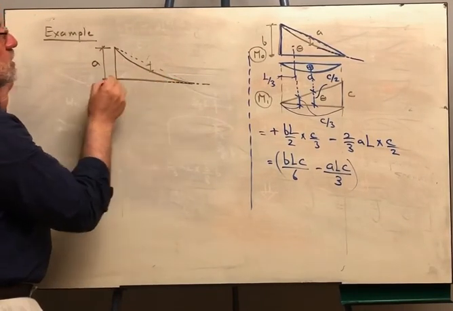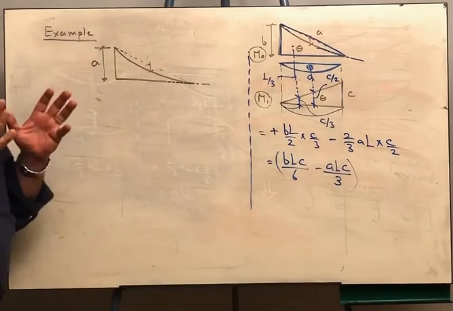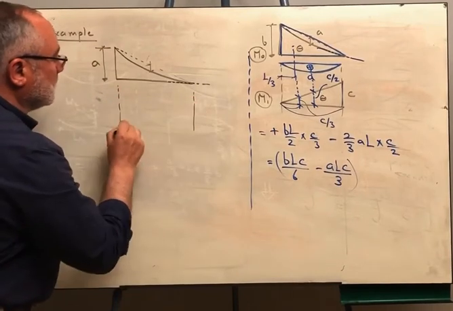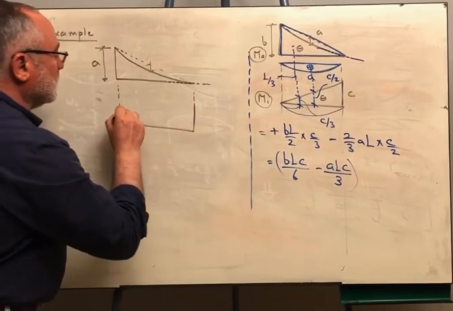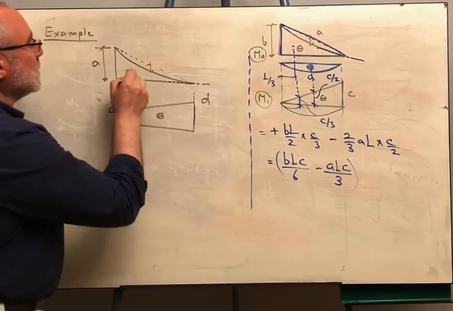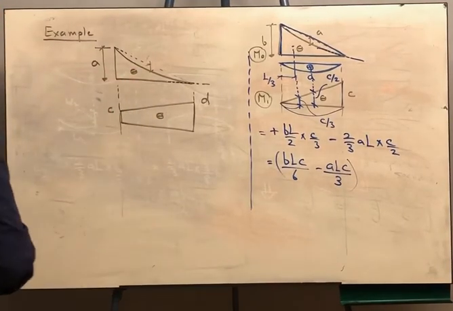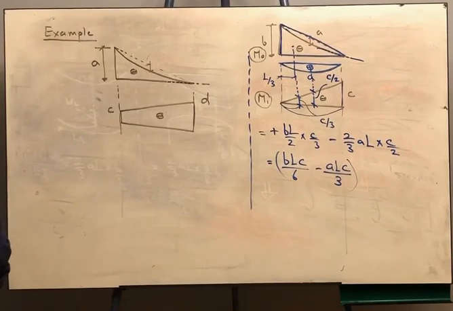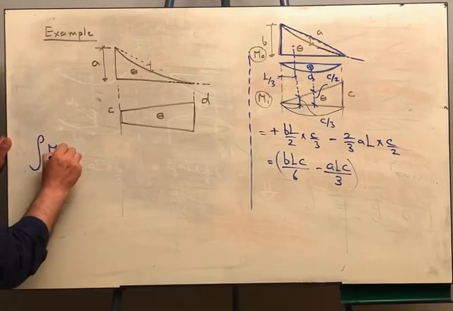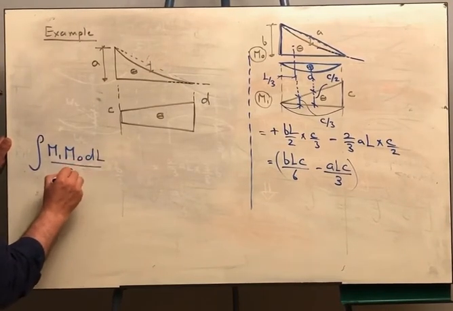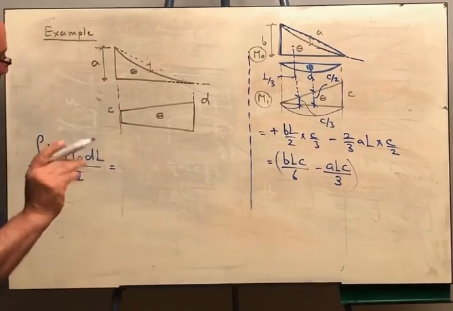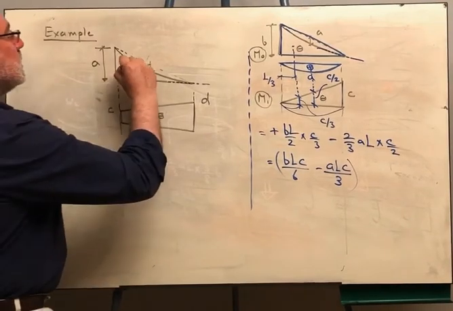I'm going to use the parabolic spandrel as one shape immediately because I know the area and I know the location of the centroid. And here the respective diagram is something like this. This is C and this is D. Okay, and also it is a negative diagram. So if I want to get the integral of M1 M naught dl over EI, I would say this is a negative diagram integrated on a negative diagram. The result is positive.